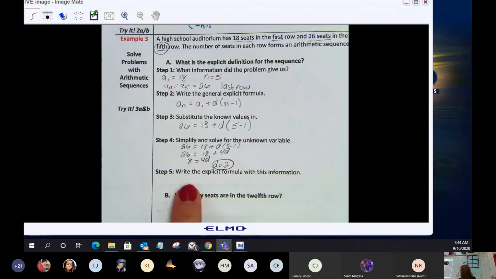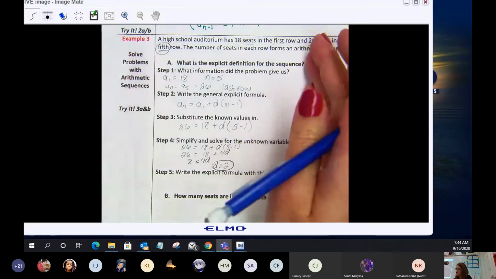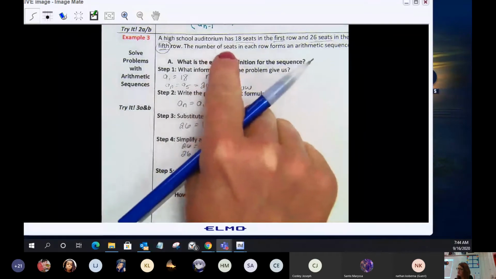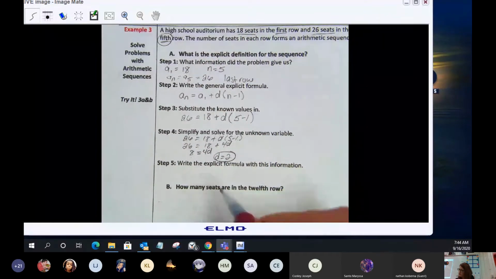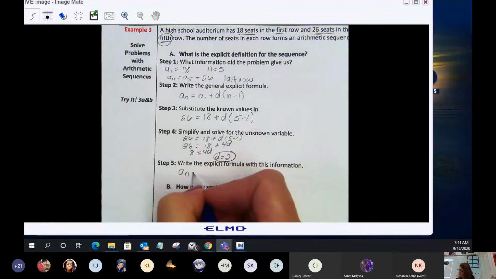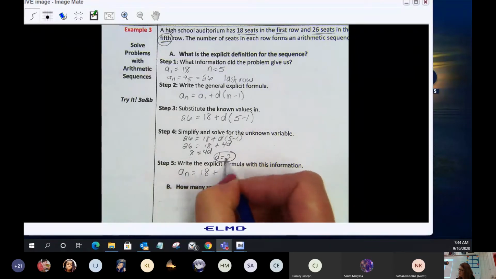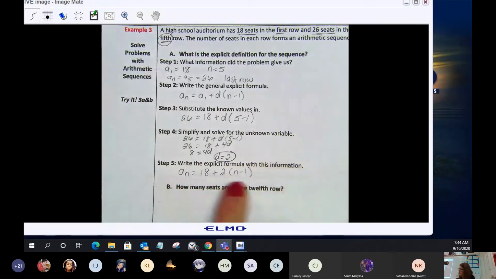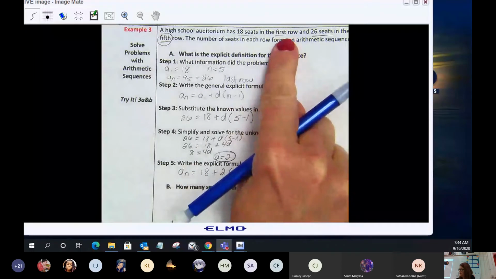So now we're going to write the explicit formula with this information. When we write this formula, this is the one that is going to be pertinent to this situation. It's not going to be our general one. It is going to be connected to our situation. So you would have a sub n equals my first term, 18, plus my d, which is 2, times n minus 1. So that is your explicit formula for this word problem.